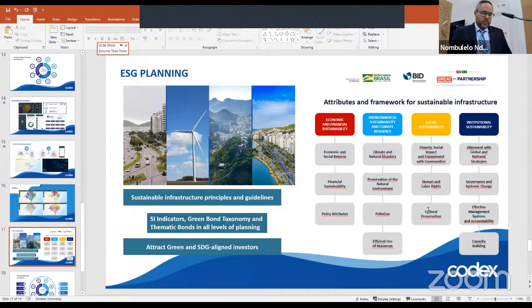And finally, just worth noting that Brazil's methodology is aligned with the UN Sustainable Development Goals, with the Paris Agreement, and with the G20 Principles for Quality in Infrastructure Investments, with the Blue Dot Network, an investment certification initiative supported by the OECD, and with the Multilateral Development Bank Infrastructure Platform, which aggregates the 16 common attributes of infrastructure sustainability assessed by multilateral development banks.